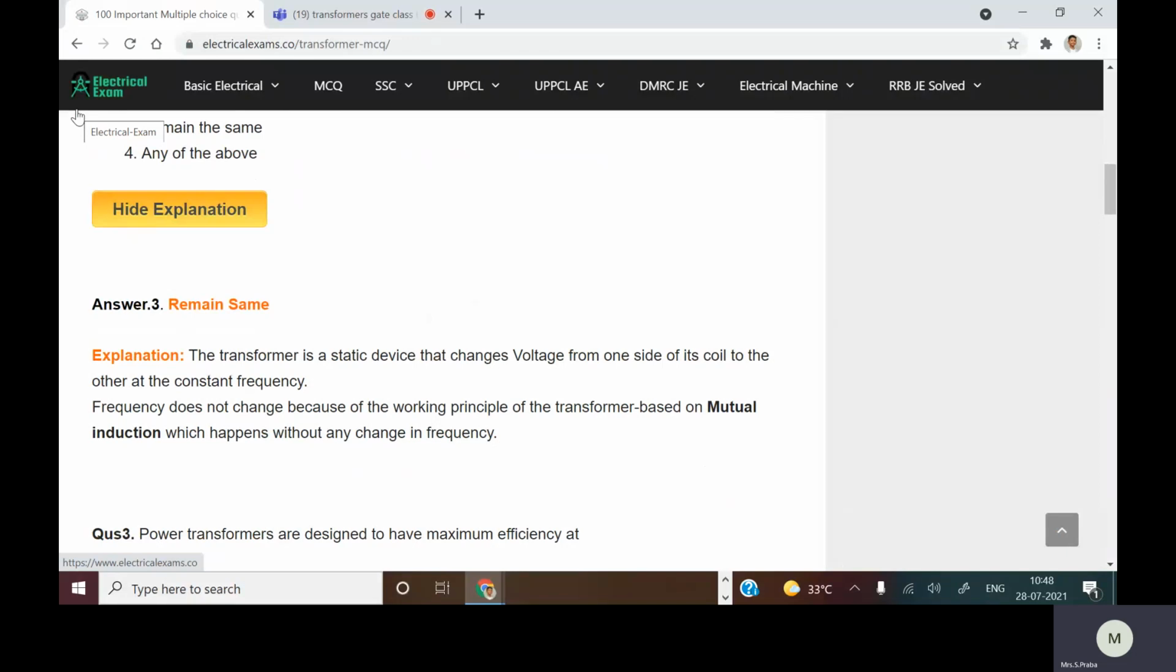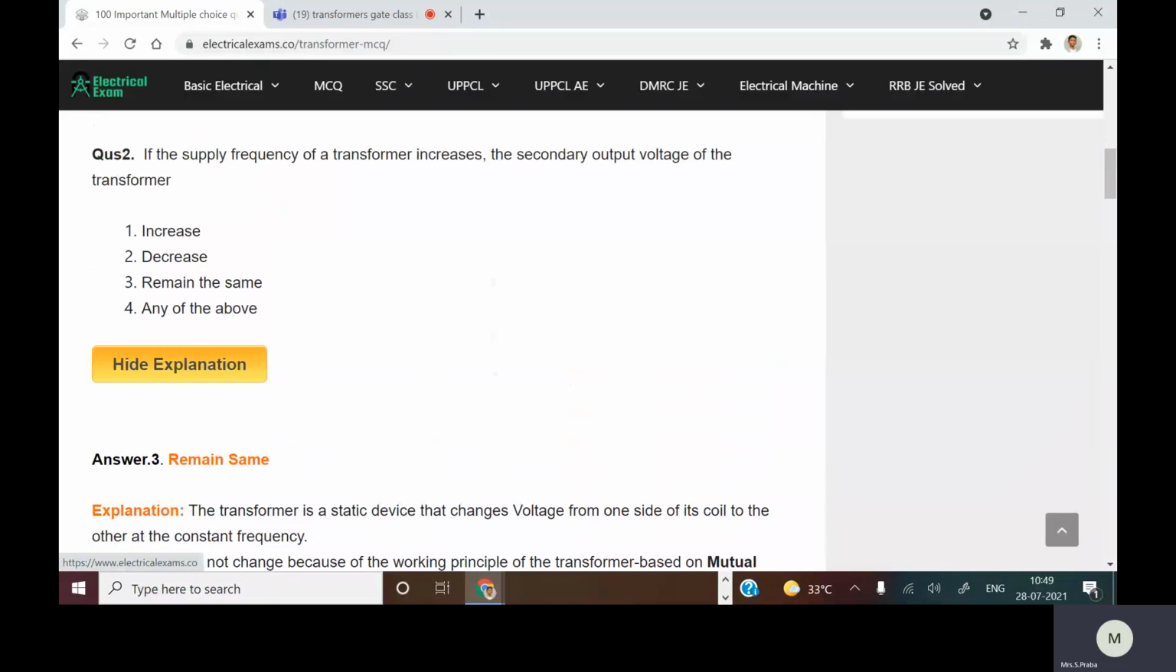The transformer is a static device that changes voltage from one side of its coil to the other at constant frequency. We all know that there is no rotating part in the transformer. That's why it is called a static device. Frequency does not change because the working principle of the transformer is based on mutual induction, which happens without any change in frequency. The definition itself: a transformer is a static device which transforms one form of energy to another form without change in frequency. From this, it is concluded that the output voltage remains the same.